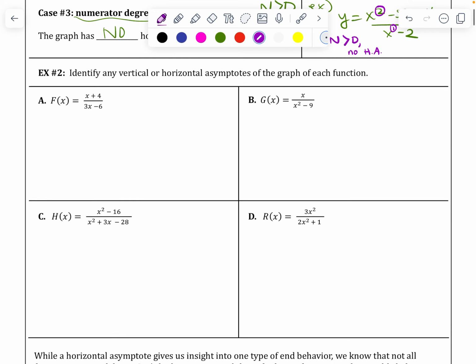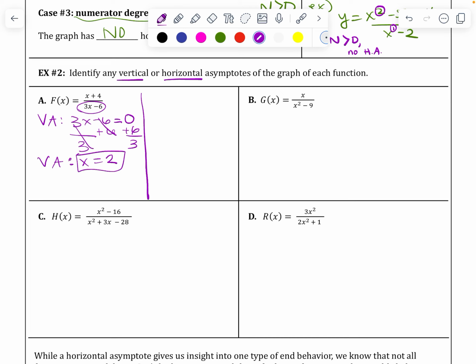All right, let's look at some examples here. So this is identify vertical or horizontal asymptotes. So remember, in order to find the vertical asymptote, you set the denominator equal to 0. Say it with me. Vertical asymptote, set the denominator equal to 0 every single time. So now we're going to solve. Add 6 to both sides. Divide by 3, and we get x equals 2. So our vertical asymptote for this equation is x equals 2.